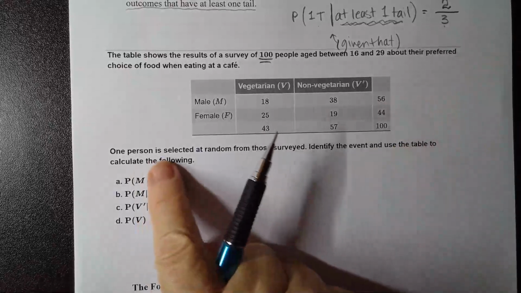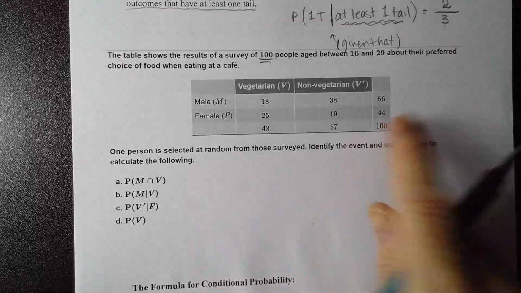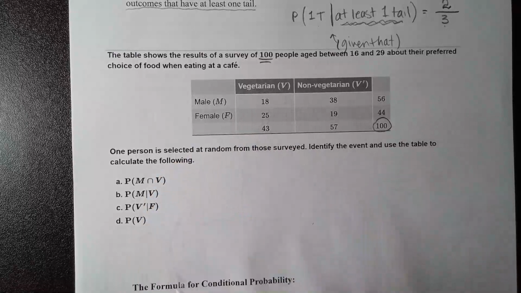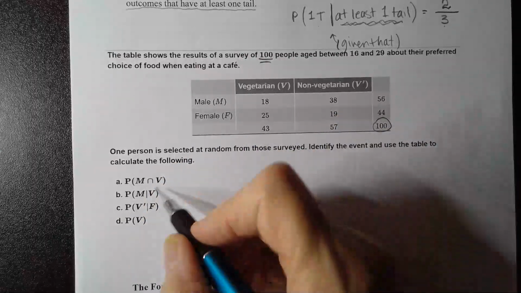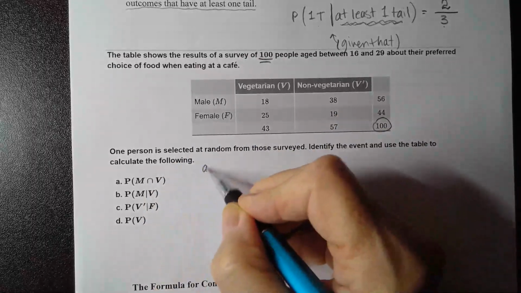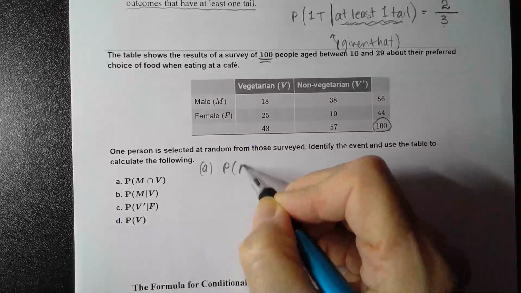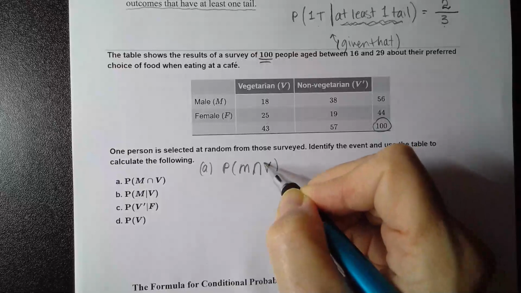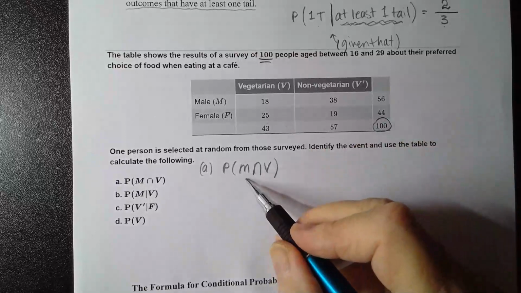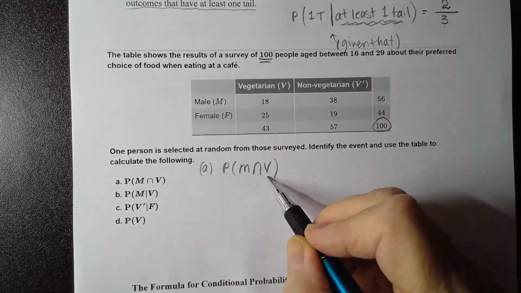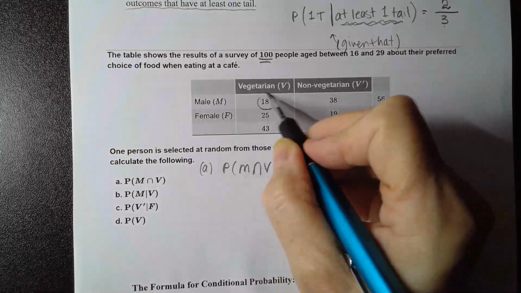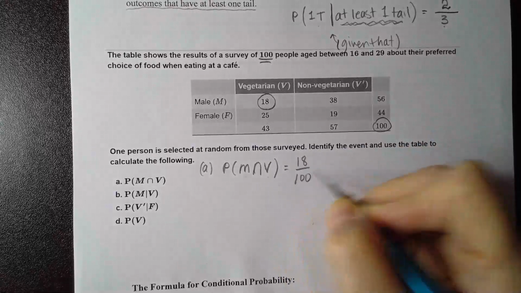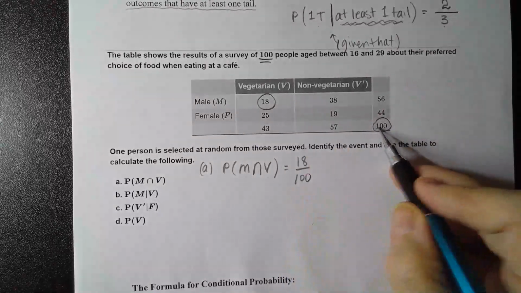So let's look at this. It says one person is selected at random from those surveyed. So out of the 100, that's the total. And we are trying to figure out from this table this. Maybe you remember from last year. I'm going to write this again. The probability of M intersect V. So this means what's the probability that we've chosen a male that is also a vegetarian? Well, those people live right there. So that's 18 out of 100 for that probability, the number of them out of the total.